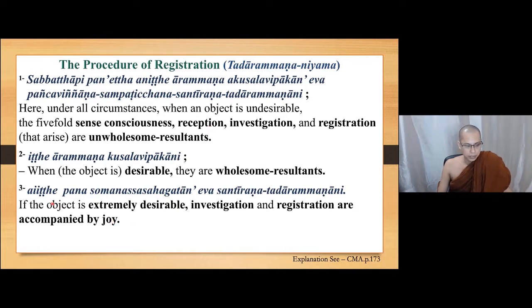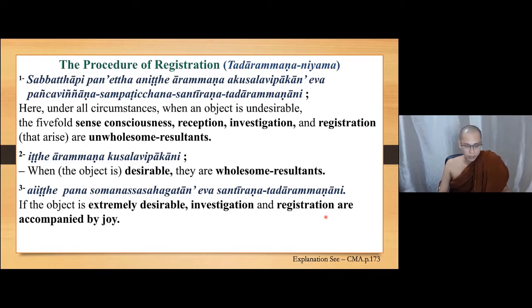So at the moment when an extremely desirable object appears in the mind as its object, only the investigation consciousness and the registration consciousness change to consciousness accompanied by joy. Among the three investigating consciousness, one is accompanied by joy. Also, there are five registration consciousness accompanied by joy.